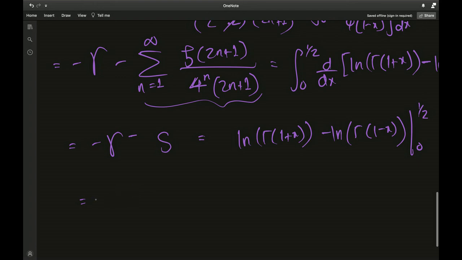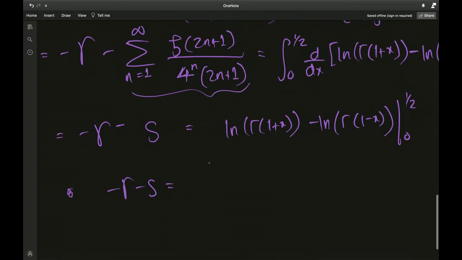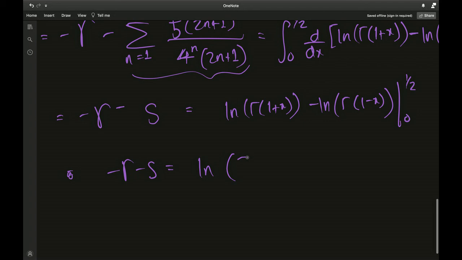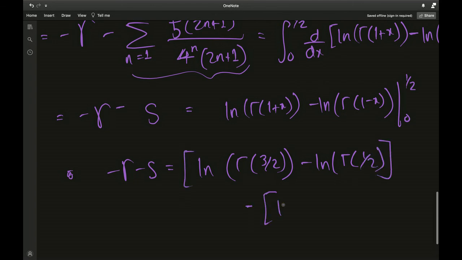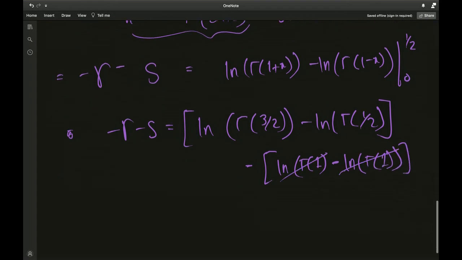Okay, so when that happens, we have negative Euler-Mascheroni minus S is equal to natural log of gamma of 3 by 2 minus natural log of gamma of half, minus natural log of gamma of 1 minus natural log of gamma of 1. So these guys cancel out to 0.